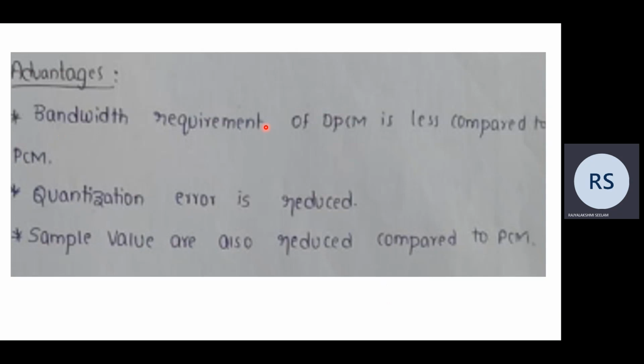So the advantages: bandwidth requirement of DPCM is less compared to PCM. Quantization error is reduced. Sample values are also reduced compared to PCM.